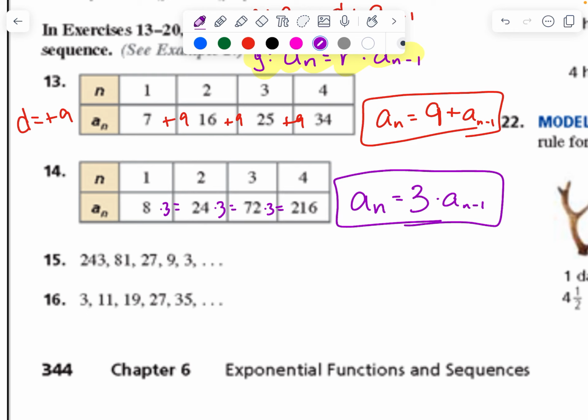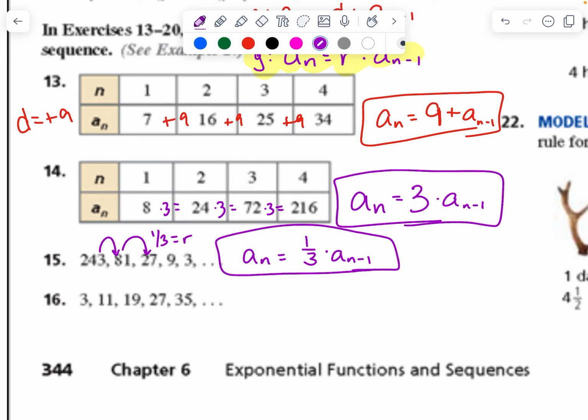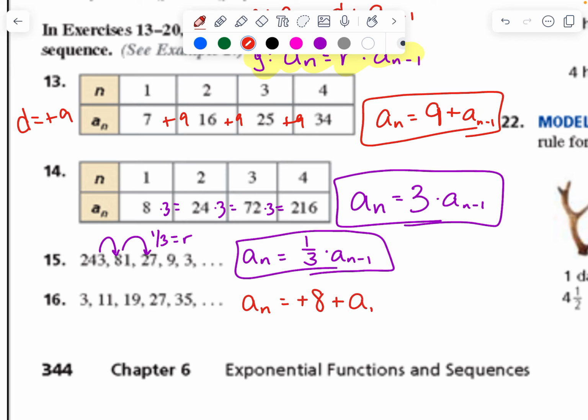All right, so hopefully you paused the video, tried these, and unpaused. On 15, I'm dividing by 3, which is the same as 1/3. So a sub n equals my rate times a sub n minus 1. I'm taking 1/3 of the previous term. That's all this means, 1/3 of the previous term. And for my next one, I'm adding 8. So a sub n would be positive 8 plus the previous term to get the next term.